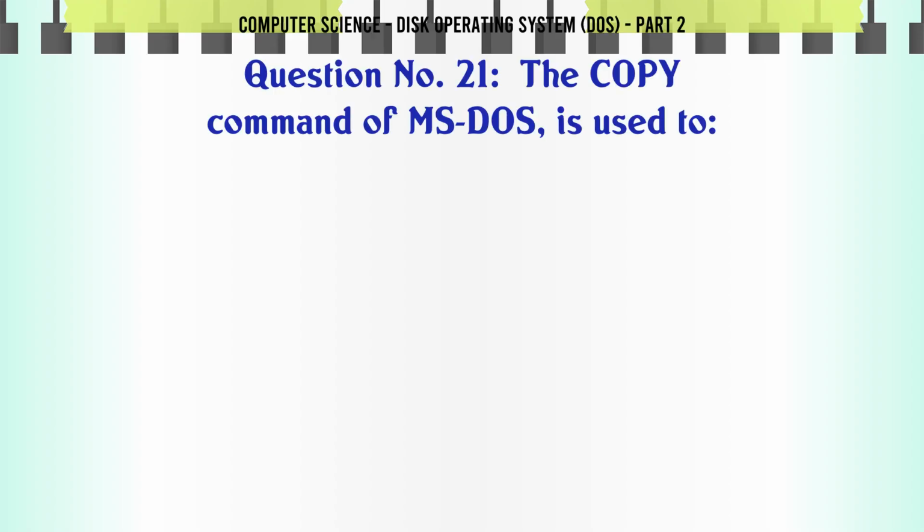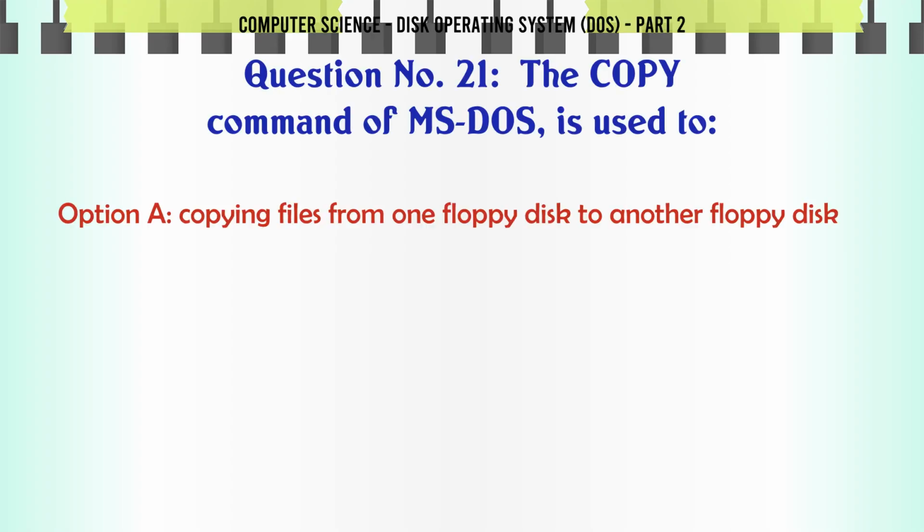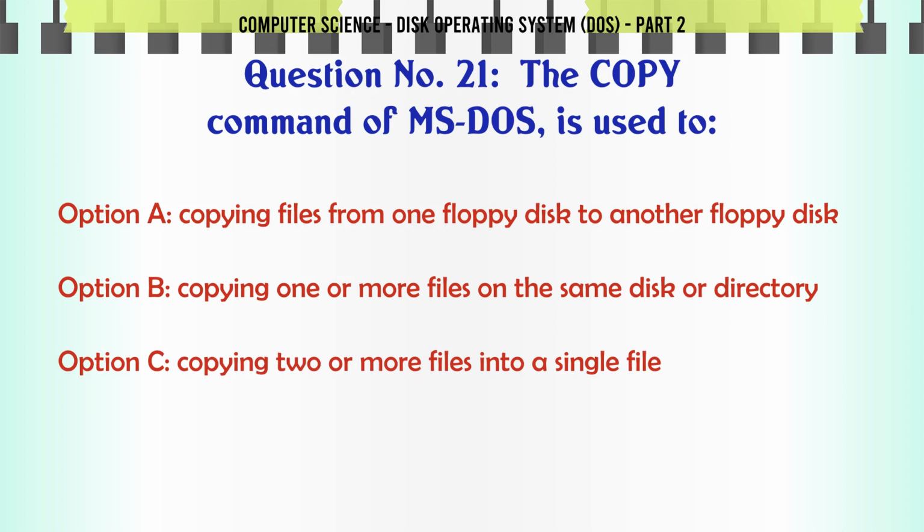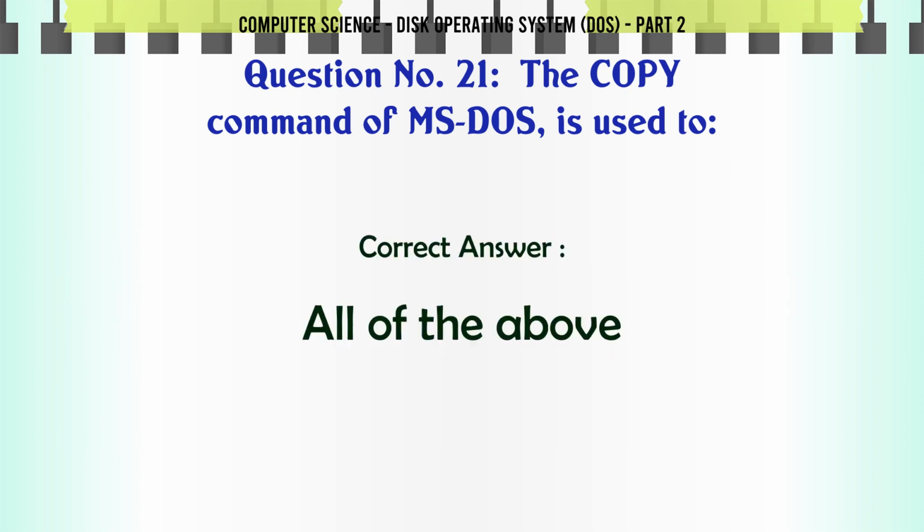The copy command of MS-DOS is used for A. Copying files from one floppy disk to another floppy disk. B. Copying one or more files on the same disk or directory. C. Copying two or more files into a single file. D. All of the above. The correct answer is all of the above.